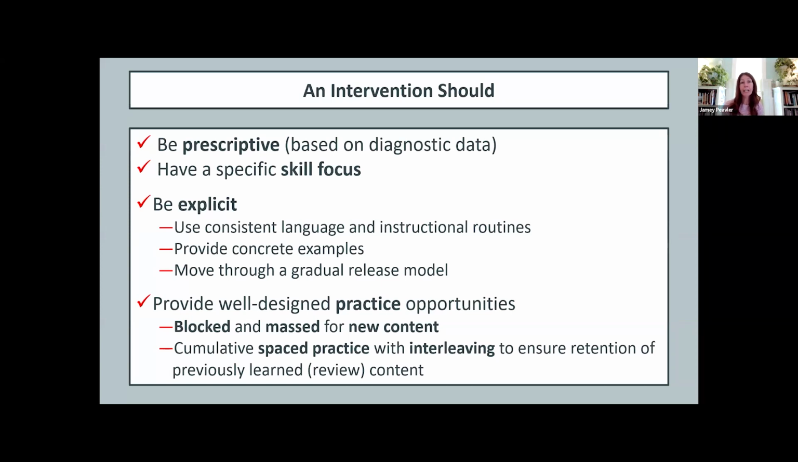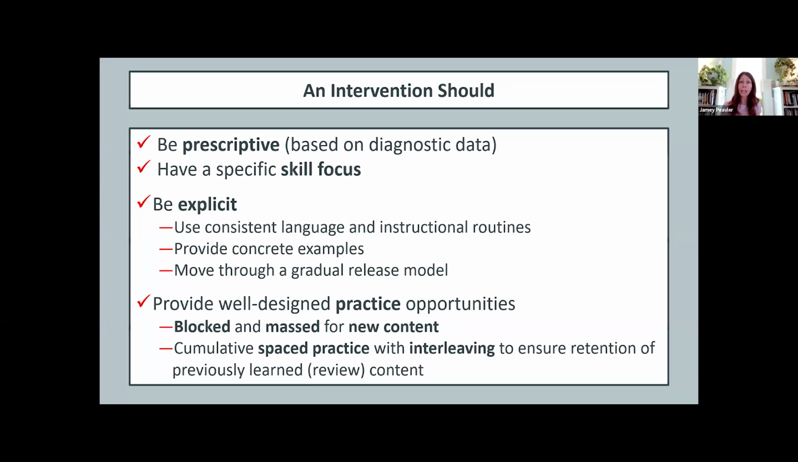And I'm going to give very concrete examples, and I'm going to gradually reduce the visual and verbal prompts. So the other piece of making an intervention intensive is incorporating research on practice. I want you to notice as we work through the next couple of slides the different format of practice opportunities in these interventions. So blocked and massed content.